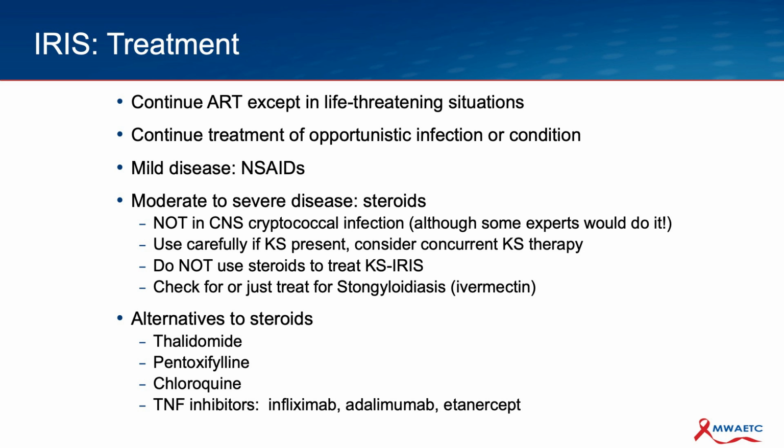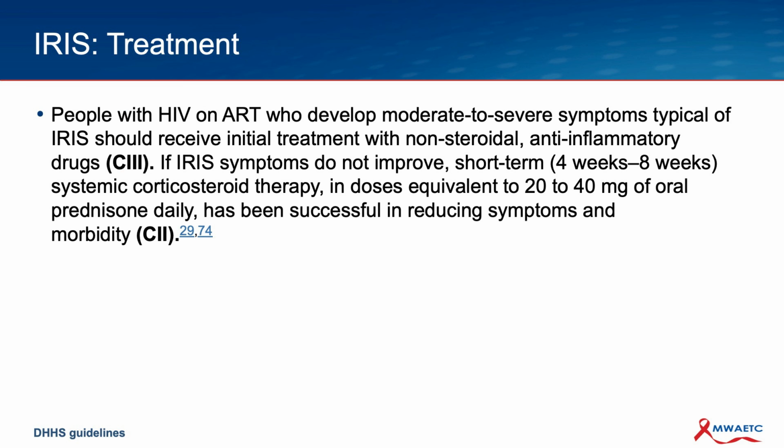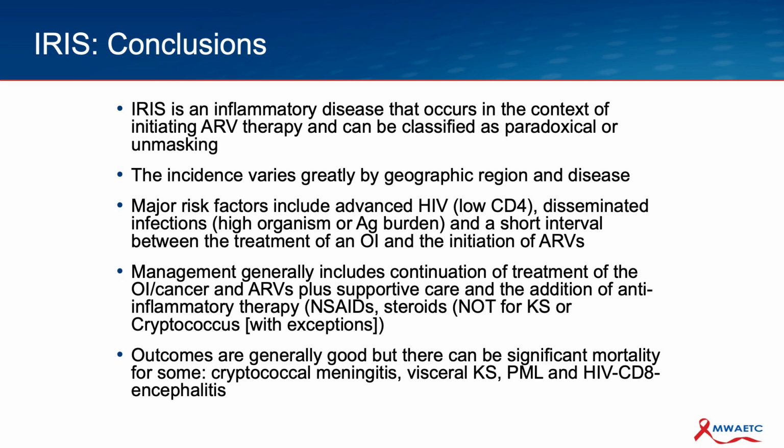The other things here are listed as alternatives to steroids, but they've only been published in case reports or small series. And this is from the DHHS guidelines. People with HIV on ART who develop moderate to severe symptoms typical of IRIS should receive initial treatment with NSAIDs. If symptoms do not improve, short-term, 4 to 8 weeks, systemic steroids at doses of 20 to 40 milligrams may be helpful. So I think I'll stop there.